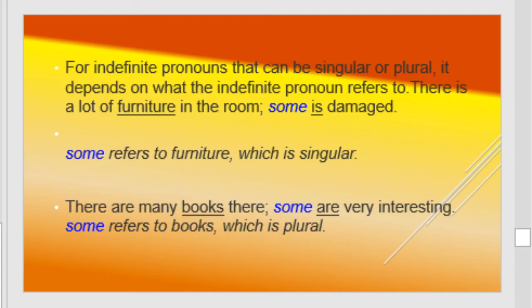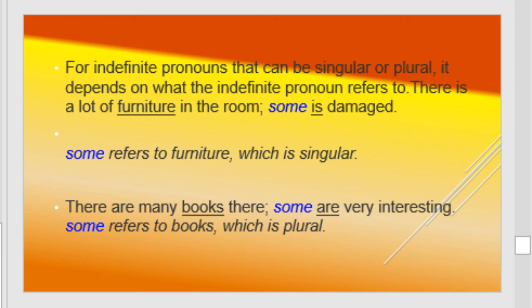Now, for indefinite pronouns that can be singular or plural, it depends on what the indefinite pronoun refers to. There is a lot of furniture in the room. Some is damaged. Some refers to furniture, which is singular. There are many books there. Some are very interesting. Some refers to books, which is plural.